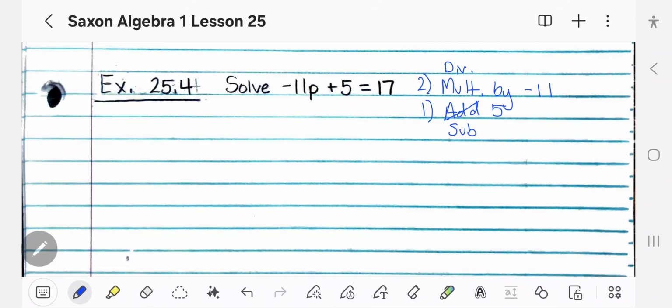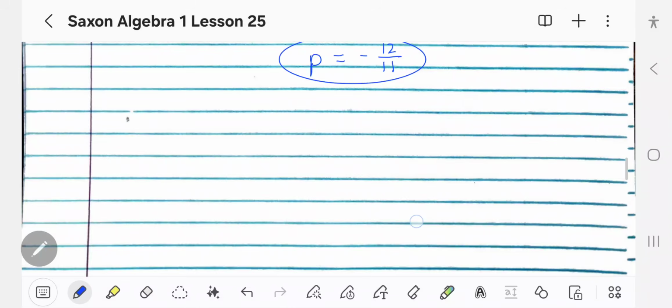So I will subtract 5 first on both sides. And I get -11p is equal to 12. Then, following my next step, I'm going to divide by -11. Or you could do what the book does and change both sides. p is equal to -12/11. And that's your answer there. Okay?